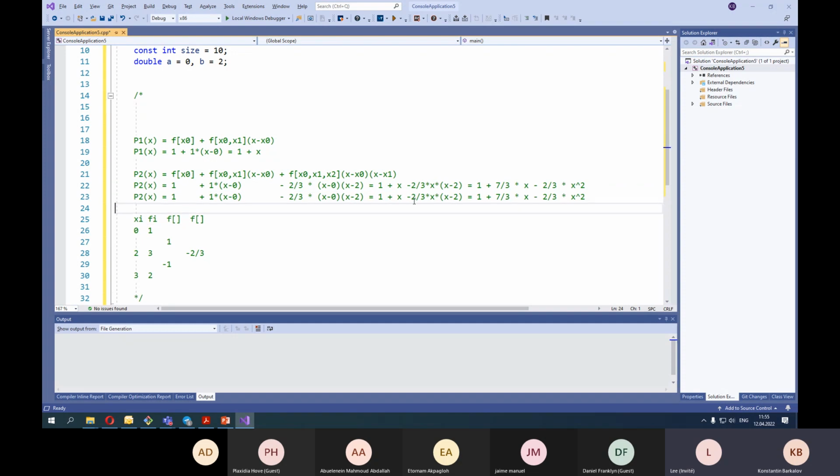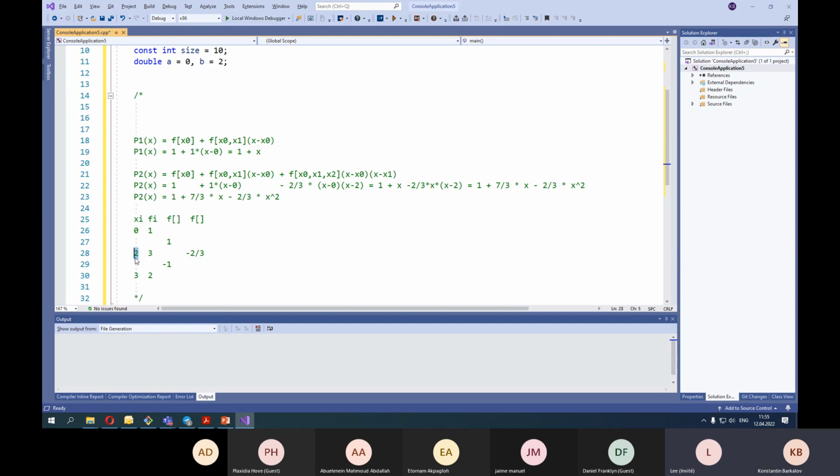Let me write this polynomial in short form: 1 plus 7 over 3 times x minus 2 over 3 times x squared. Let's check our answer. First, let's substitute 0. If we substitute x equals 0, this will be 0, and we have 1. Excellent.